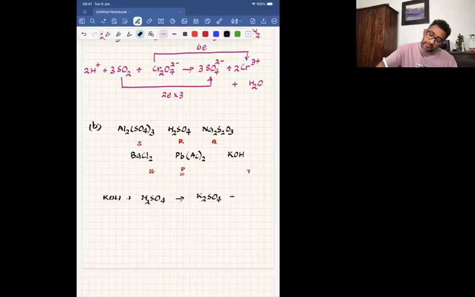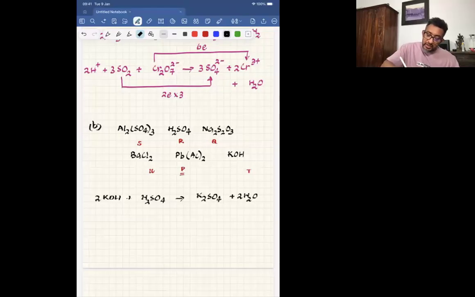K2SO4 plus water. So this is 2. This is also 2. Right? Clear, colorless solution. K2SO4 dissolves completely. P and R gives you a white precipitate.